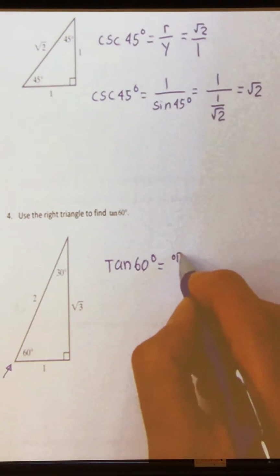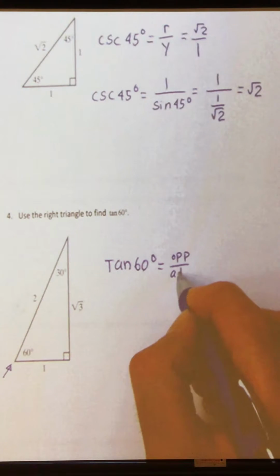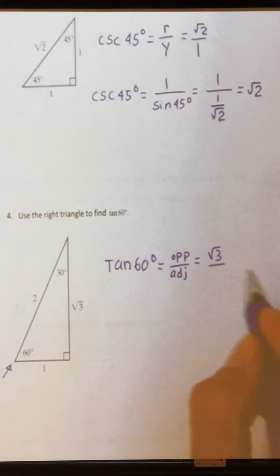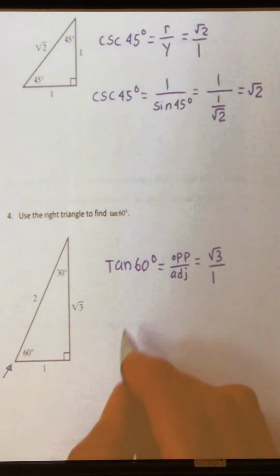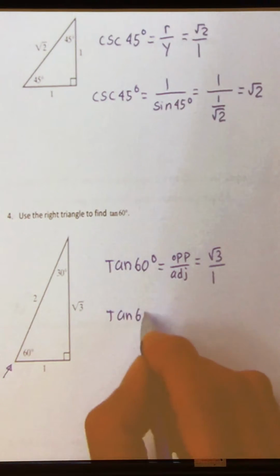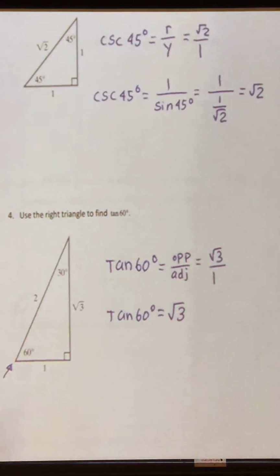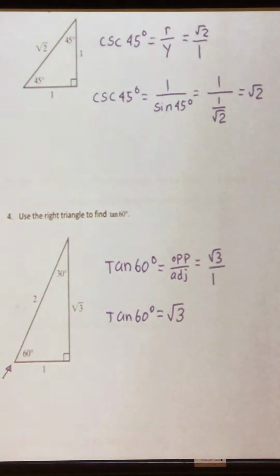Tangent is the opposite length divided by the adjacent length. So we take that opposite length, root 3, divided by the adjacent length, which is 1. So the tangent of 60 degrees we can simply write as square root 3. That's all we need to do for problem number 4. So we'll go on to problem number 5.